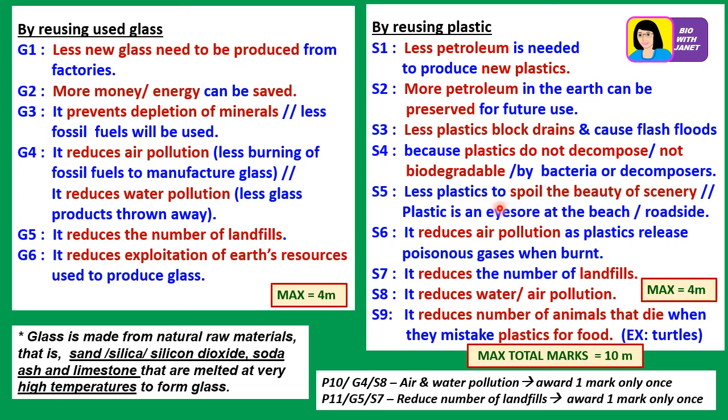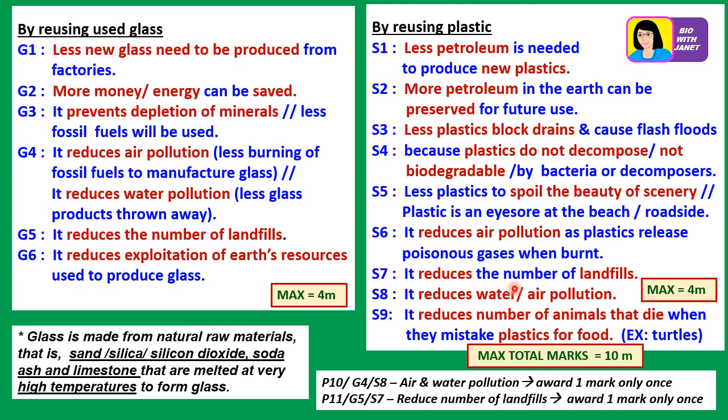Less plastics to spoil the beauty of scenery, like on the beach. The plastic can be an eyesore. A lot of plastic bottles and plastic bags on the beach. It reduces air pollution as plastics release poisonous gas when burnt. Okay, so take note of that.